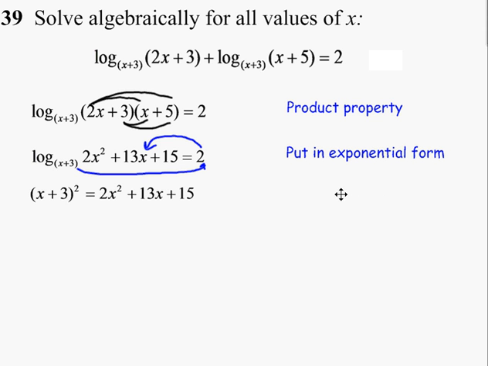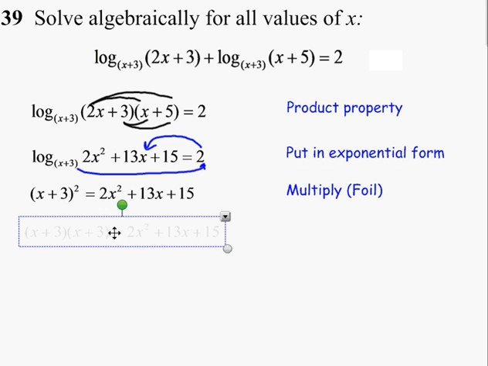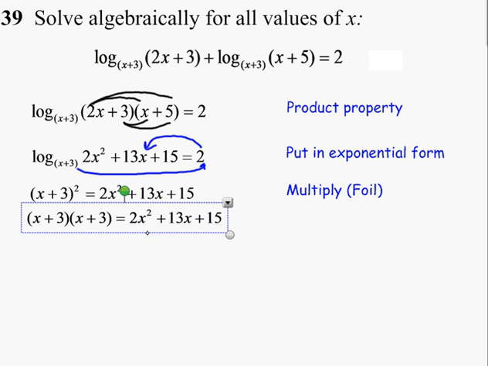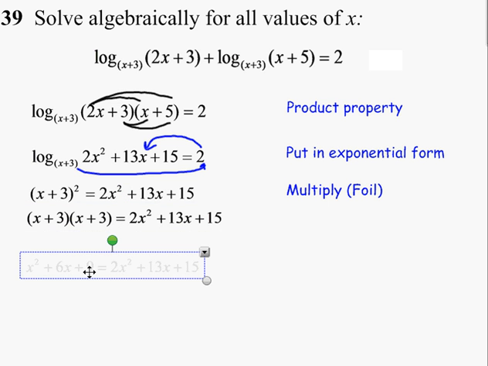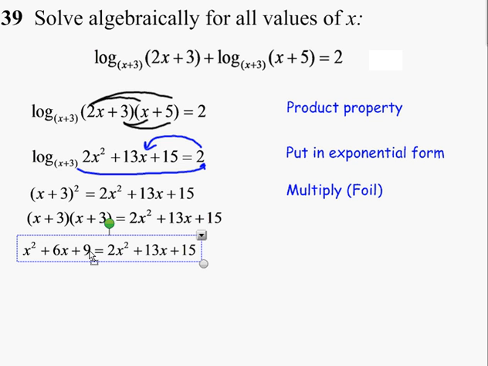All right, now we're just going to multiply, or FOIL, as we call it here in New York City, x plus 3 times x plus 3. And when you multiply that out, you get x squared plus 6x plus 9 on the left side. Now all we have to do is set it equal to 0, because we're dealing with a quadratic equation here. So let's go ahead and do that.